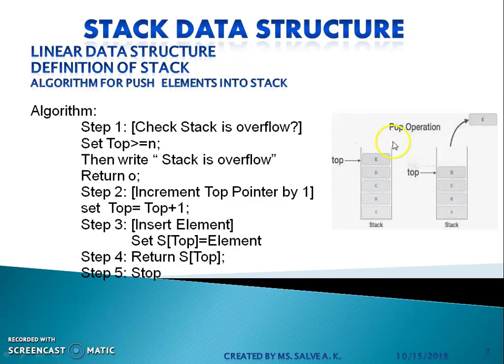Now we can observe this. There are 5 different elements we insert. First element inserted is A, then B, then C, D, and E. While performing the operation, this algorithm inserts the elements one by one into the stack. That's why this stack is called a linear data structure.